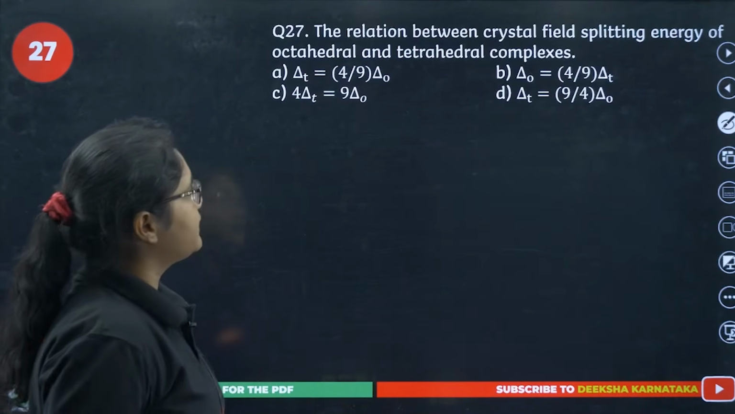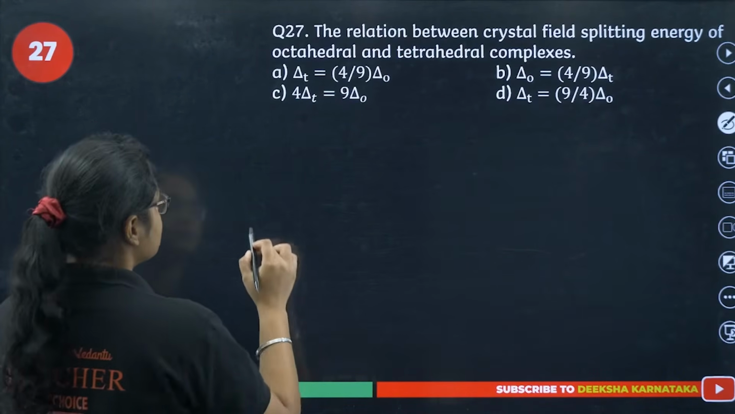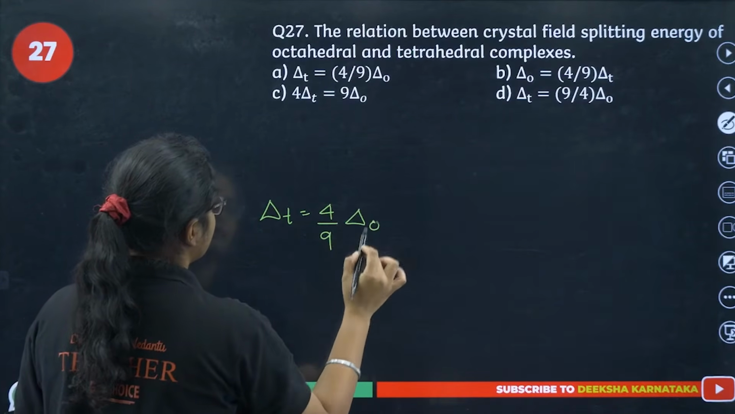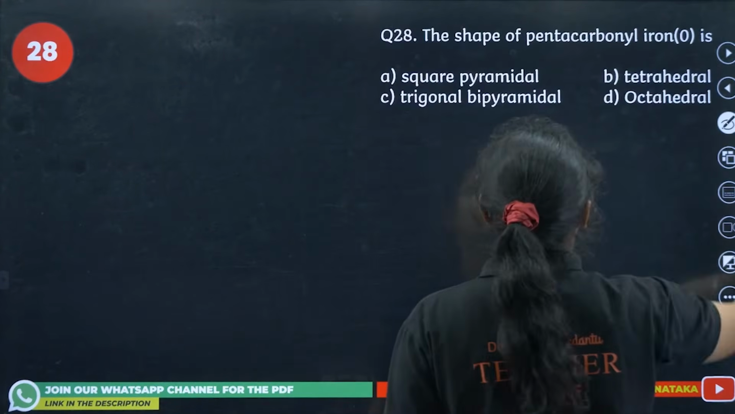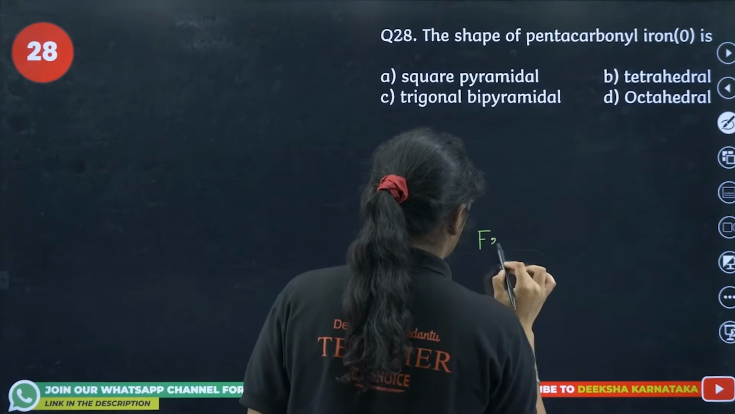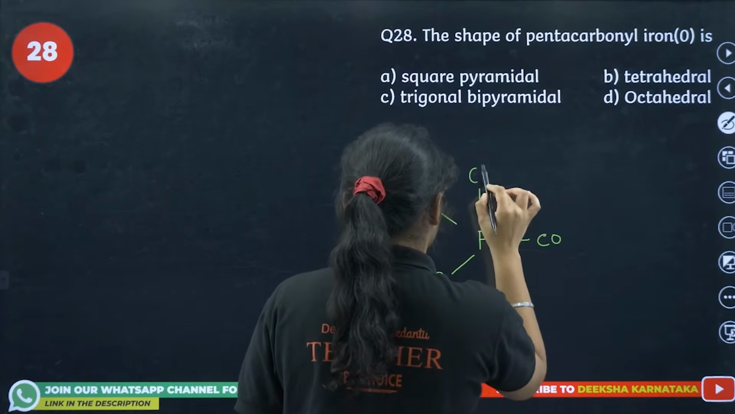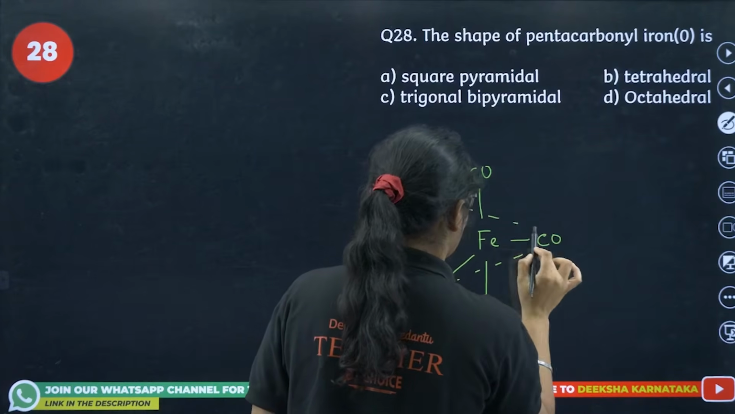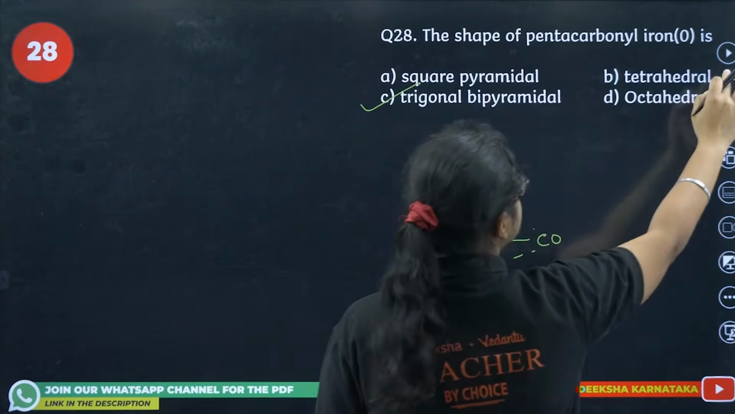Next, the relation between the crystal field splitting energy of octahedral and tetrahedral complexes. So tetrahedral is actually 4/9 of octahedral. That is option number A here. Next, question number 28. The shape of pentacarbonyl iron is? This one is called trigonal bipyramidal, which is option number C.